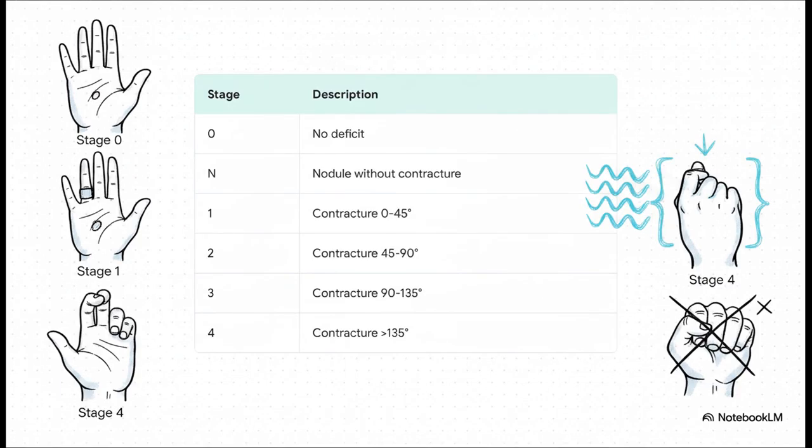Another major musculoskeletal issue is Dupuytren's disease, which causes that progressive fibrosis of the palmar fascia. To figure out if radiation is indicated, you use the Tubiana staging system. It basically quantifies the severity by the degrees of contracture. Stage 0 is no deficit, moving to a nodule in stage N, and climbing up to stage 4, where you're looking at a severe contracture greater than 135 degrees. We typically use RT to halt that progression and get some symptomatic relief in the mild to moderate stages.